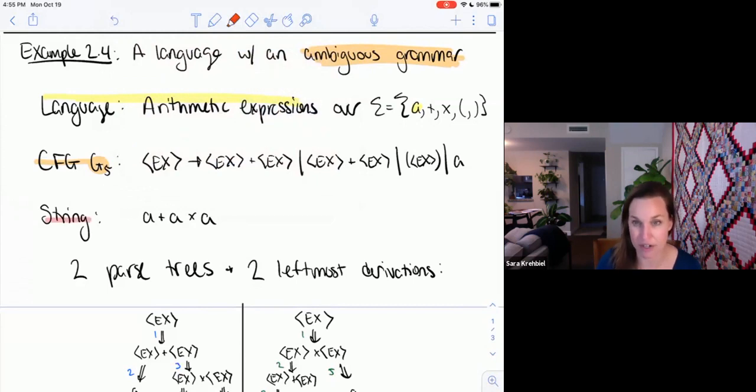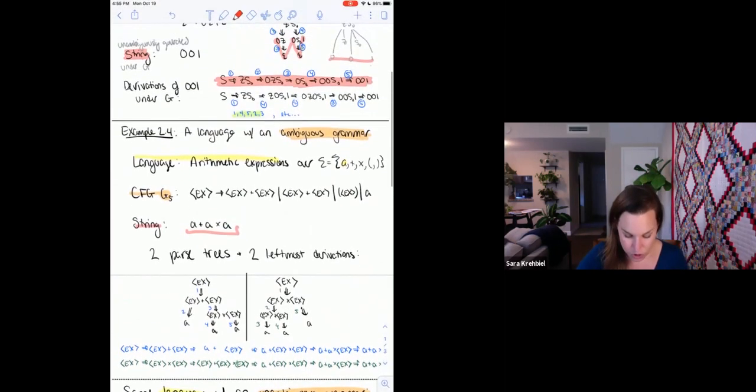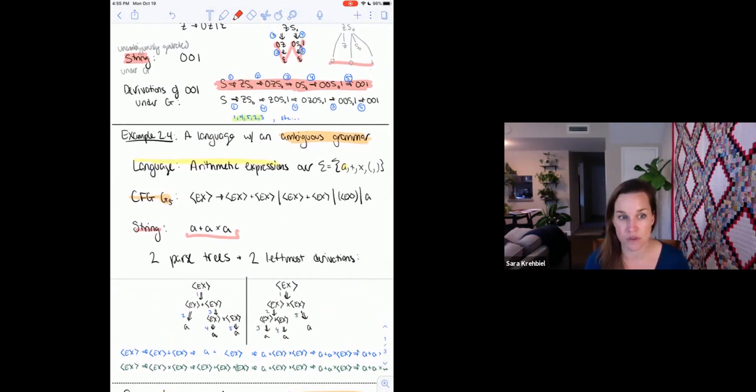So our string here that we're going to look at is A plus A times A. Now, in this grammar, we actually have two different parse trees for this string. And the fact that those two different parse trees are differently shaped means that their leftmost derivations are going to be different. And that means that this is an ambiguously generated string. So what does this look like?